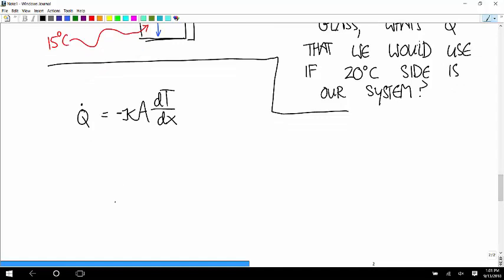So let's look at a side view of the window. I'm going to look at sort of an exaggerated view. And we'll say that the direction of increasing x is this way.